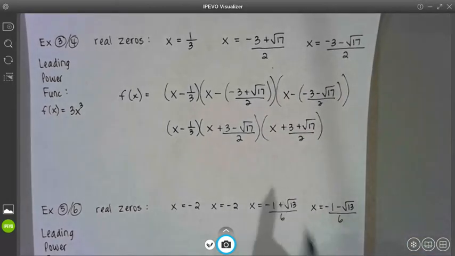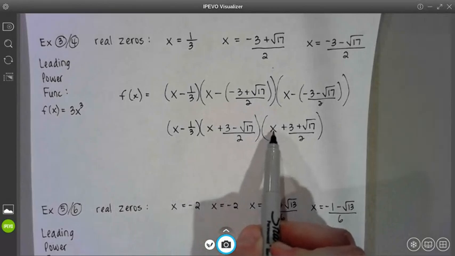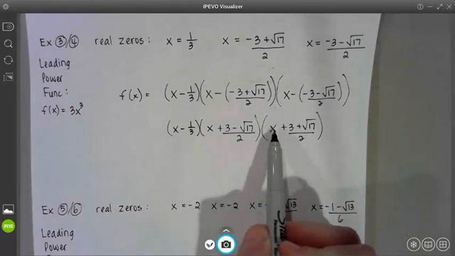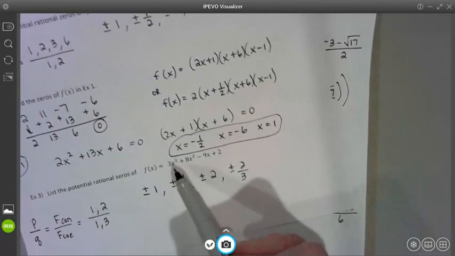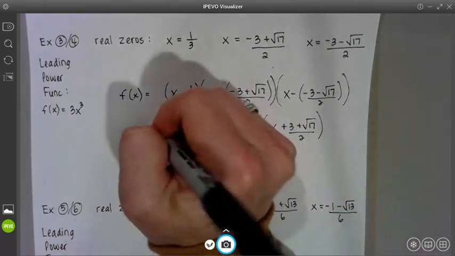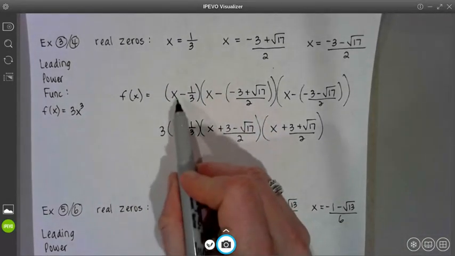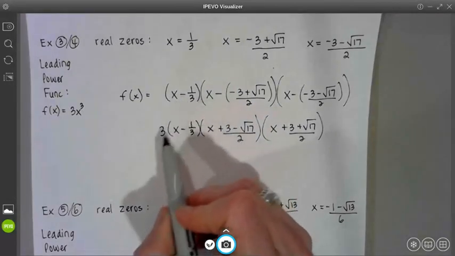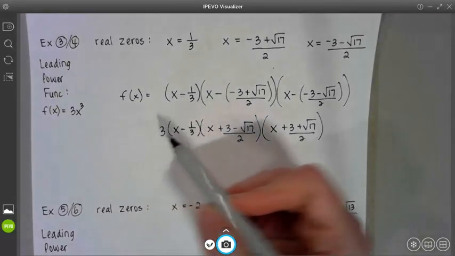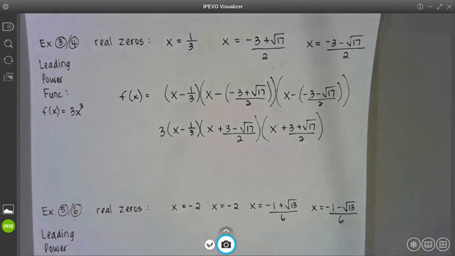And now if you look, x times x times x doesn't multiply out to the original 3x to the third, that leading power function that we were trying to model. So all you have to do is stick a 3 in front if you want it to multiply back out to that 3x to the third. If you had written this factor as 3x minus 1, then you wouldn't need the 3 in front. But you are allowed to write it just like this, as weird as that would seem. And now you've written it in factored form.